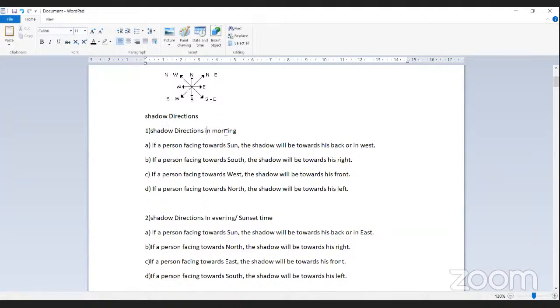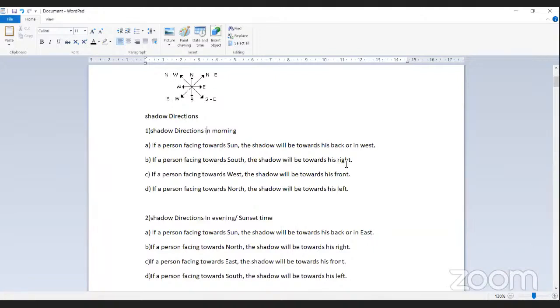In the morning, what happens? The sun is in the east. So if a person is facing the sun, then the shadow will be towards his back or in the west, obviously. You can just imagine it. Suppose the sun is there and you are facing the sun, your shadow will be obviously behind you or to the west. If a person is facing towards south, then the shadow will be towards his right.